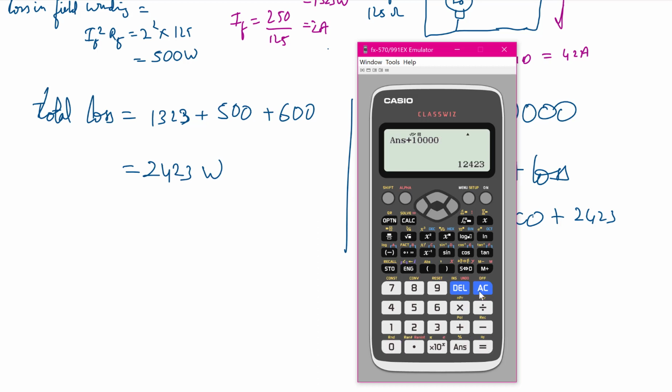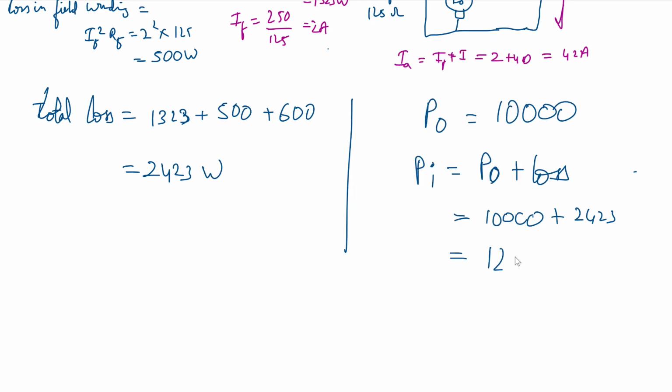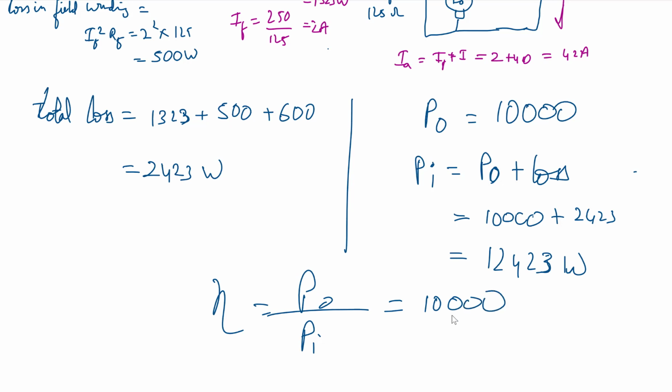We got it: 12423. This is the input power. So efficiency is given as P output divided by P input, which is 10 kilowatt divided by 12423, into 100.